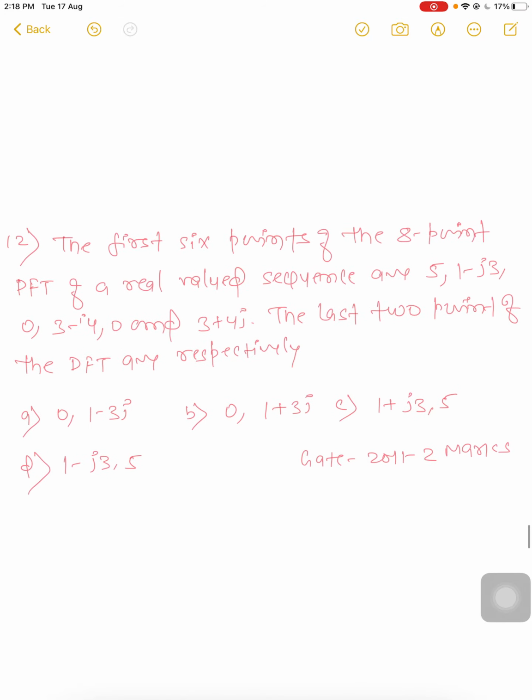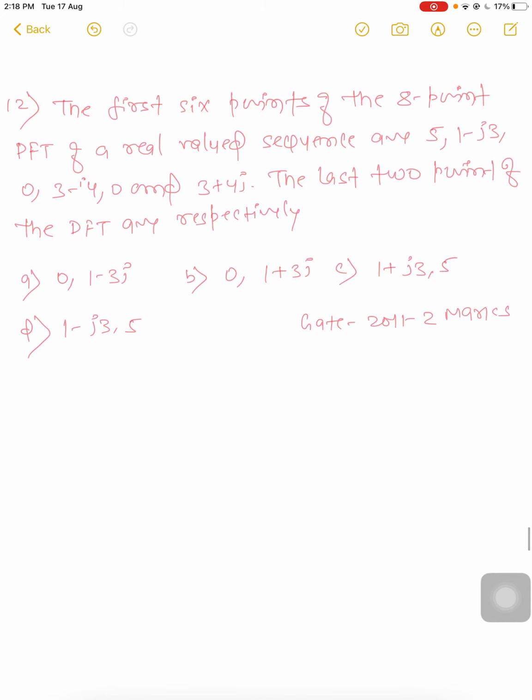Coming to our next question. The first 6 points of an 8-point DFT of a real-valued sequence are given: 5, 1 minus 3j, 0, 3 minus 4j, 0, and 3 plus 4j. The last 2 points of the DFT are respectively? We have to find out the last 2 points.